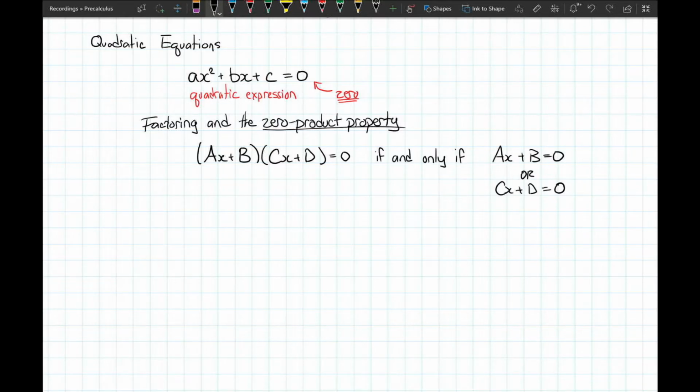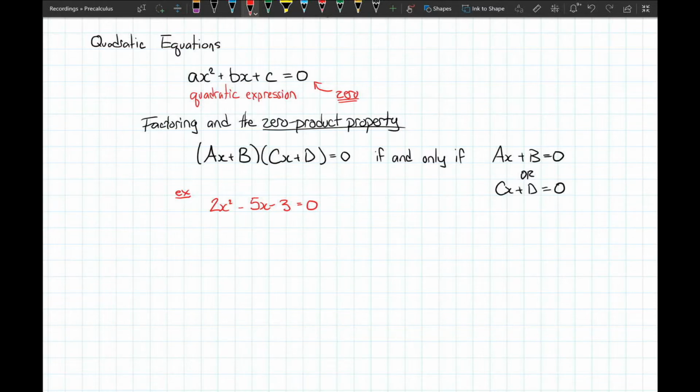This results in two other linear equations, and each of those linear equations you can solve as before, just using addition and multiplication principles. It's not always easy. Sometimes you have to factor using the AC method. Here's an example: 2x² - 5x - 3 = 0. If we try the AC method on this, maybe you want to pause this video and try it for yourself first. Give it a try.